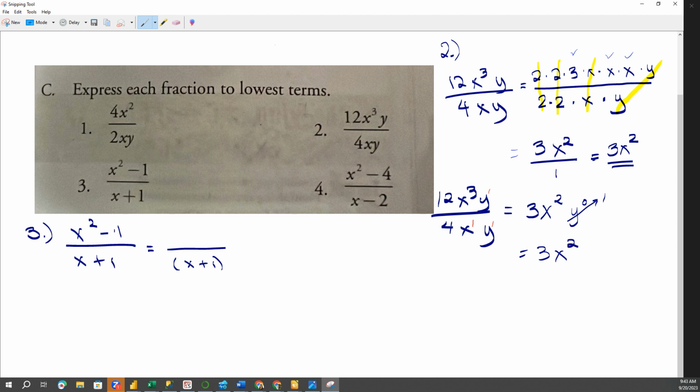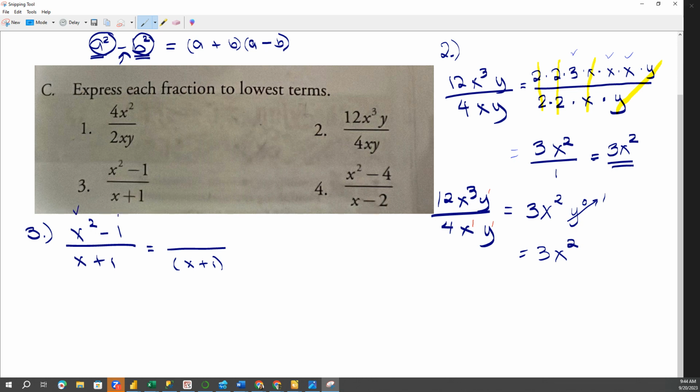Now, x squared minus 1 is a difference of two squares. You have a squared minus b squared. What that means is you have a perfect square, another perfect square, and a minus sign in between them. So when you have a difference of two squares, all you've got to do is prepare your parentheses. The first term, you take the square root of that. That's a. You put that here. The second one, you take the square root of that. That's b and b. One is plus and one is minus. Those are the factors.